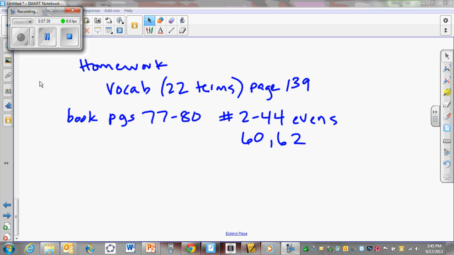Your homework for this lesson, you should have already started and probably finished your vocab, the 22 terms on page 139. And then you have the book pages 77 through 80, number 2 through 44, do the evens. And then turn the page, skip down at the very bottom, do number 60 and 62. See you in class.